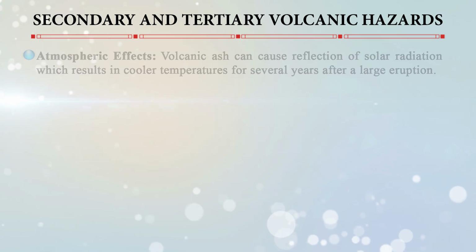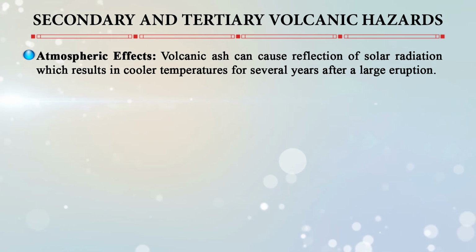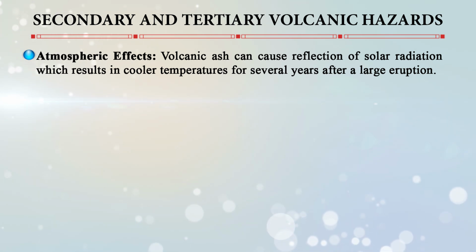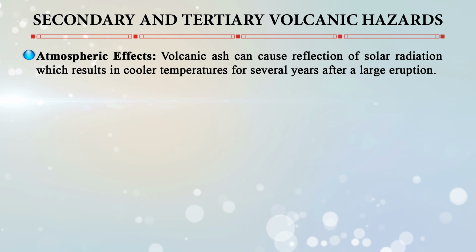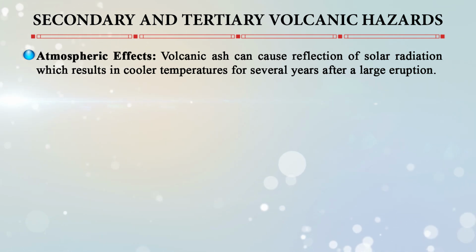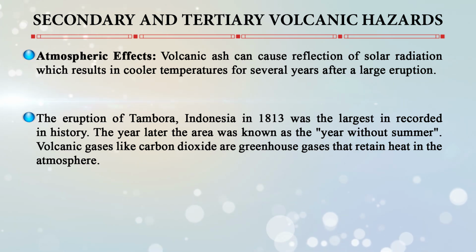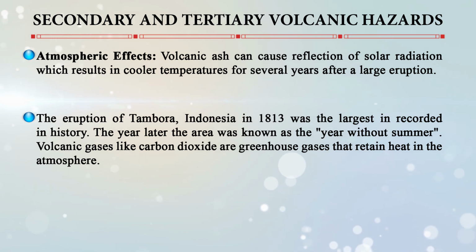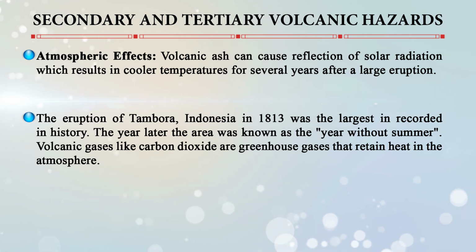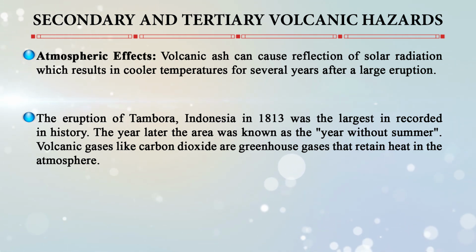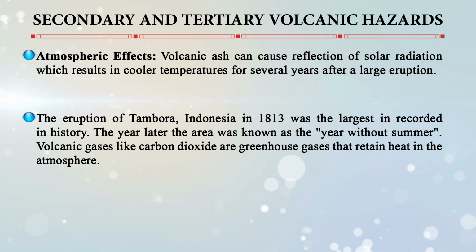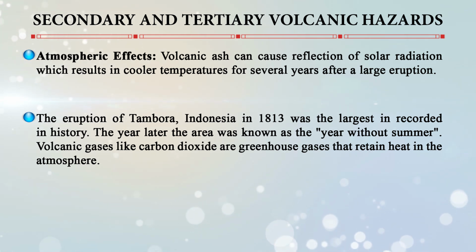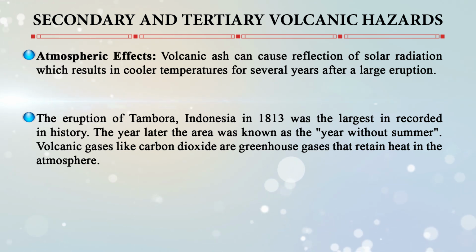Now, there are again some more secondary and tertiary volcanic hazards. For example, atmospheric effects. The volcanic ash which is released from the volcano can cause reflection of solar radiation, which results in cooler temperatures for several years after a large eruption. For example, the eruption of Tambora in Indonesia in 1815 was the largest recorded in history. This year was called the year without a summer. Volcanic gases like carbon dioxide are greenhouse gases that retain heat in the atmosphere. So you can see volcanic eruption can cause some effects in climate variations.